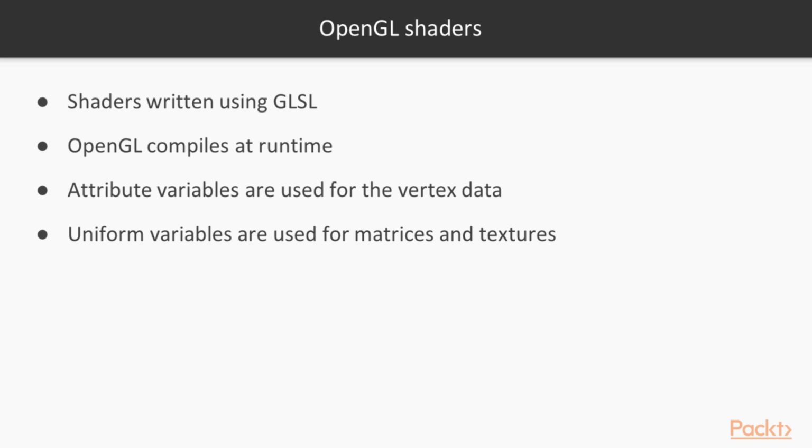Shaders are written using GLSL, the OpenGL shader language. At runtime, OpenGL will compile these shaders and then link the two shaders together to form a program. There are three types of variables that can be found in OpenGL. First, there's the attribute variable, which can vary per vertex. Next, there's a uniform variable, which is a variable that may change per primitive, so for example per quad. And finally, there's a varying variable, which is one that is interpolated from vertex to fragment shader.